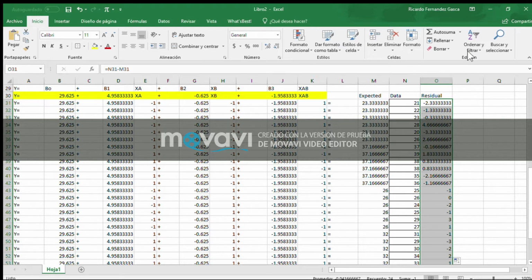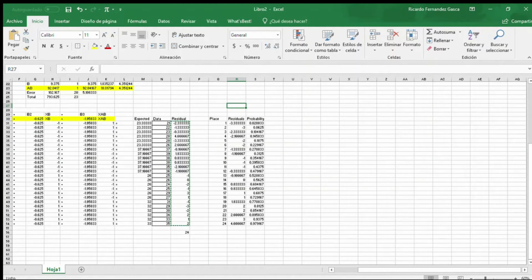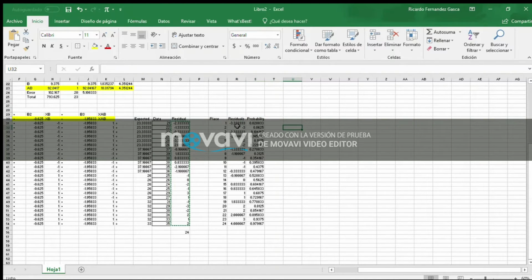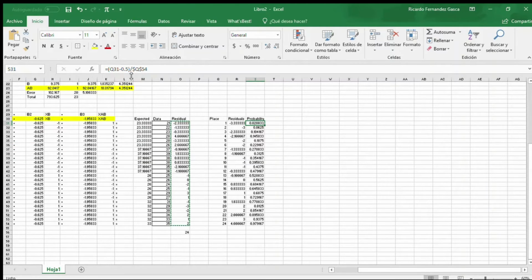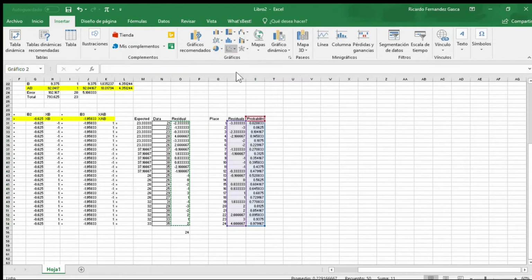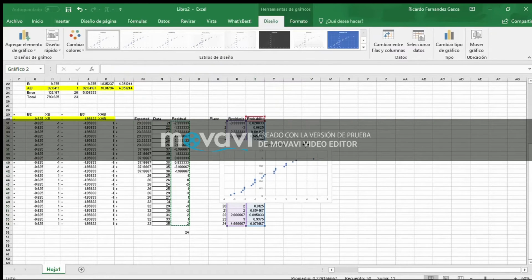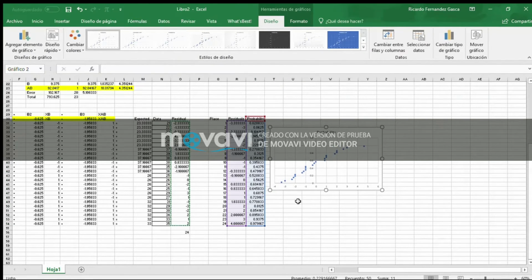For the last part of this example, we are going to do a residuals probability test. This is when you have the residuals and you get a probability when you place them in order. So here's the order. We order with this order, and then we get the probability, which is the place minus .5 divided by the number of data. Then we take these two and do a dispersion plot, and we get this probability versus the residuals.